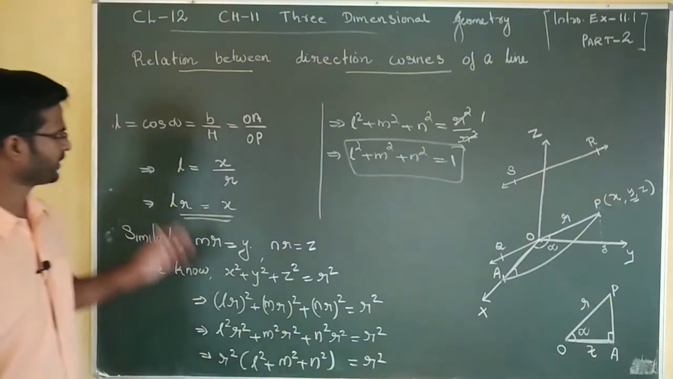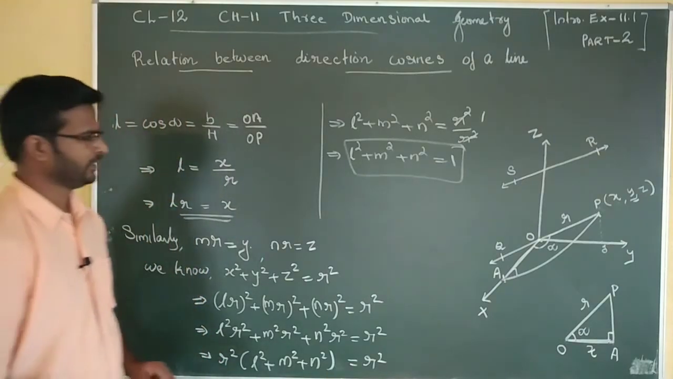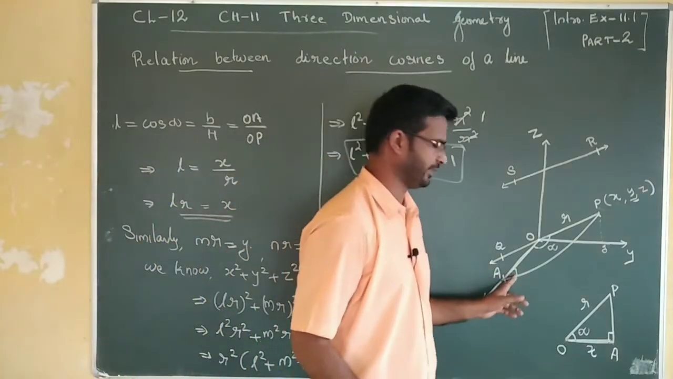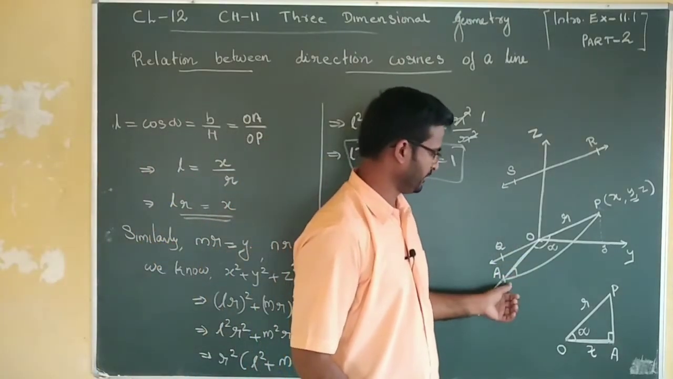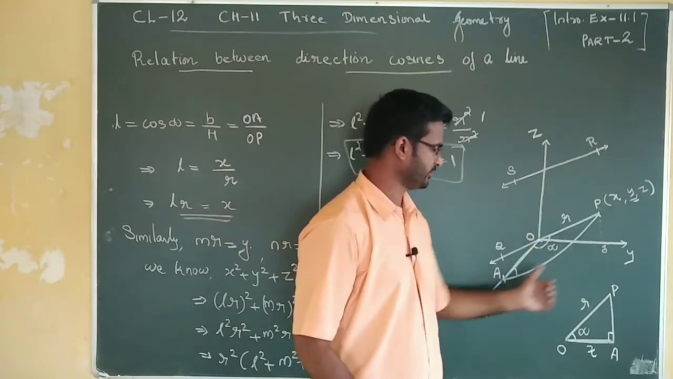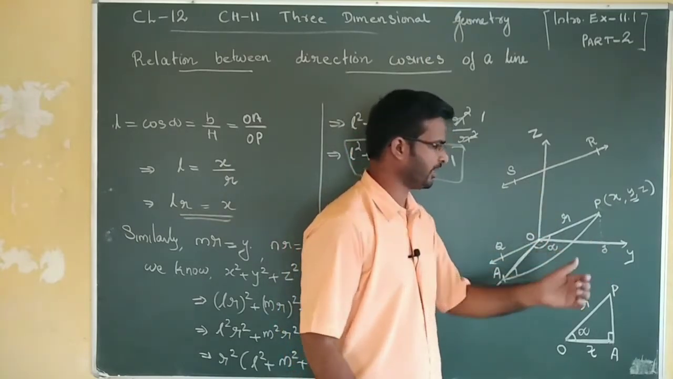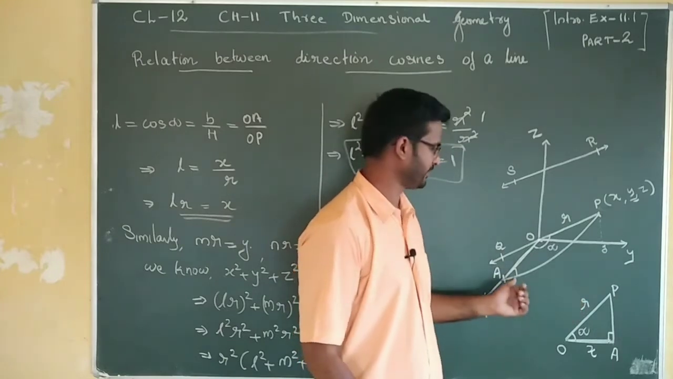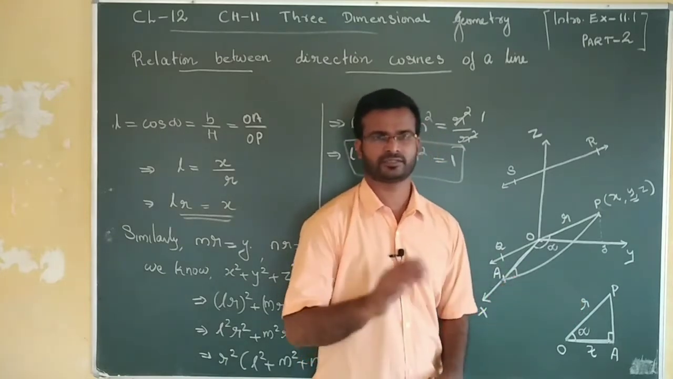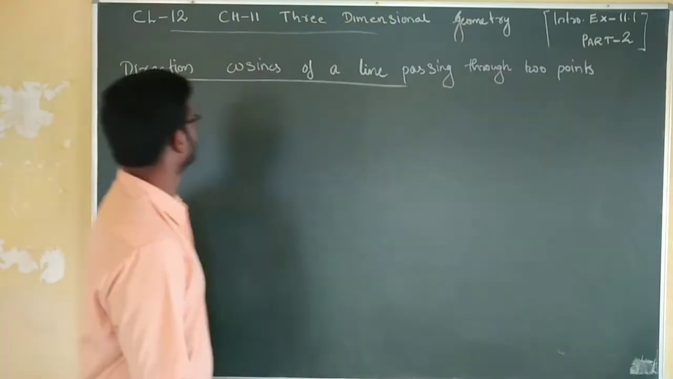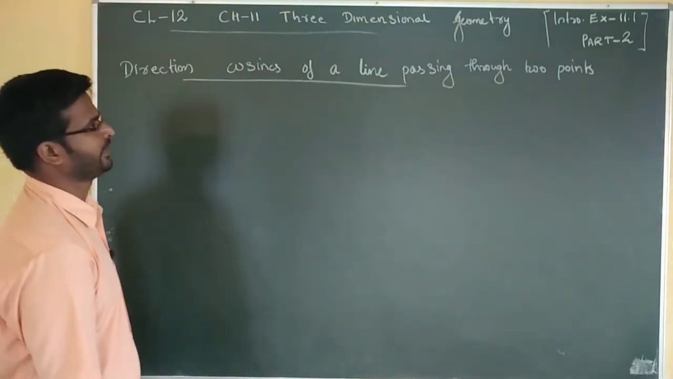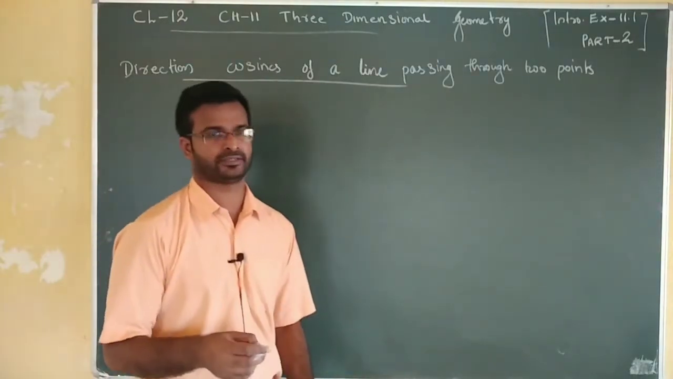Just pause the video, write down in your notebook. Keep in mind this figure in here 90 degree. When you consider 3-dimensional geometry, you have to imagine this x-axis just outside only. Okay, then only we can consider in here 90 degree, otherwise you cannot understand. Next we can study direction cosine of a line passing through 2 points.